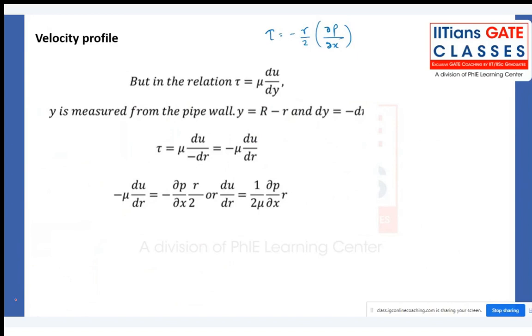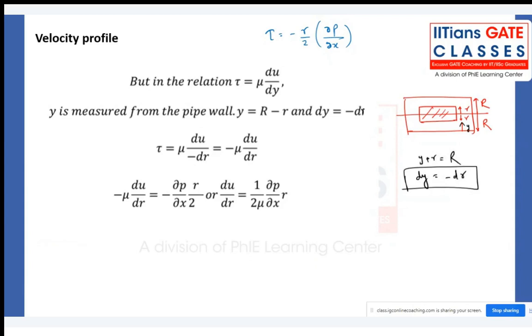So here, my dear friend, what you can further write, that this is a pipe, capital R. You have taken the small elemental area of small r, and from the wall, everyone knows that y is a distance from the wall. So y plus small r is equal to capital R. So dy will be what? Minus of dr. This is what they have written. Dy will be equal to minus of dr.